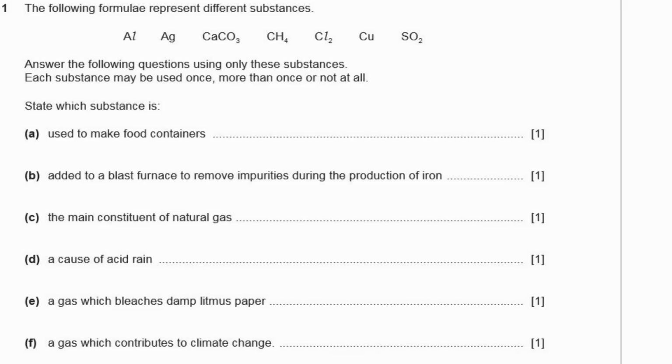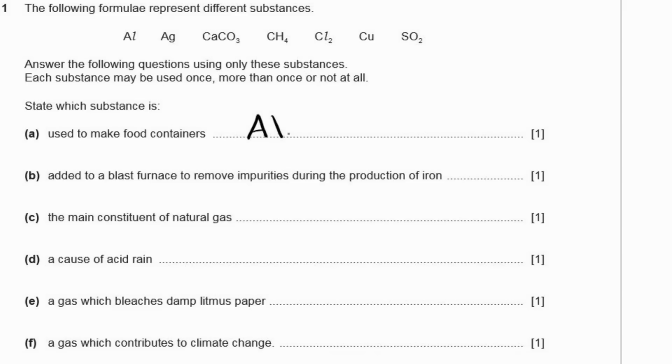Question 1. The following formulae represent different substances. We have Al for aluminium, Ag for silver, CaCO3 for calcium carbonate, CH4 for methane, Cl2 for chlorine, Cu for copper, and SO2 for sulfur dioxide. All right, answer the following questions using only these substances. Each substance may be used once, more than once, or not at all. State which substance is used to make food containers. Okay, we use aluminium for that.